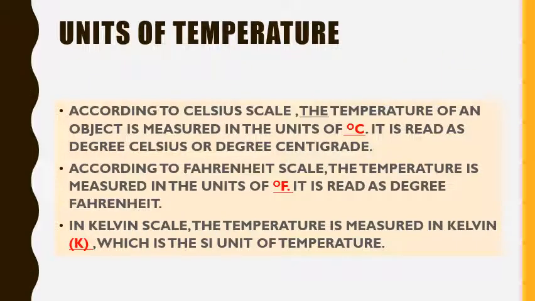We have seen three different scales to measure temperature. These are Celsius scale, Fahrenheit scale, and Kelvin scale. Now, according to Celsius scale, the temperature of an object is measured in the units of degree Celsius. It is represented by degree and capital C. It is read as degree Celsius or degree centigrade. Now here in this term, centi means 100, and if you can remember, we have seen in the Celsius scale that the difference or the interval between the lower fixed point and the upper fixed point was 100. Therefore, it is also called as degree centigrade.